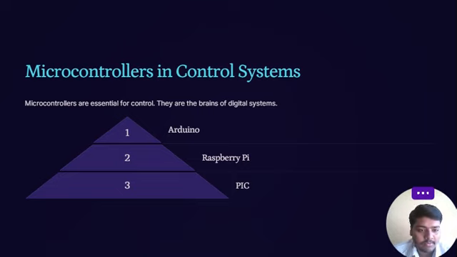Let's talk about three common types of microcontrollers, shown here in a pyramid. At the top, we have Arduino. Arduino is beginner friendly and widely used for prototyping and educational purposes. Second one, in the middle, is Raspberry Pi. Technically, Raspberry Pi is more of a single board computer, but it is used like a microcontroller in many cases. Third one is PIC. PIC controllers are used in many industrial and commercial applications. They are known for their efficiency, speed, and reliability.